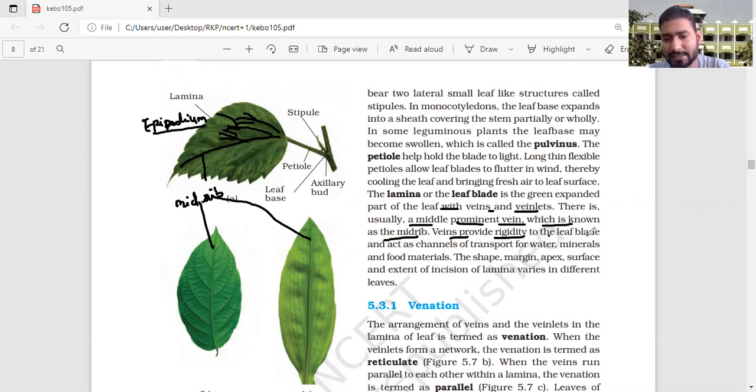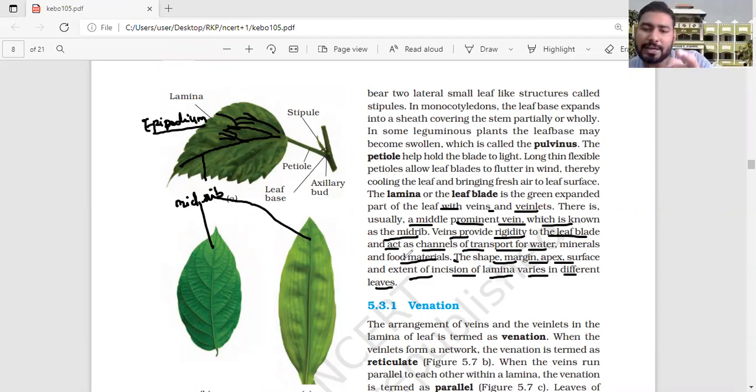Veins provide rigidity to the leaf blade and act as a channel of transport for water, because water is also needed by the leaf. So the basic function of the midrib is to provide water, minerals and food materials. The shape of the margin, apex, surface, and extent of incision of the lamina varies in different leaves.